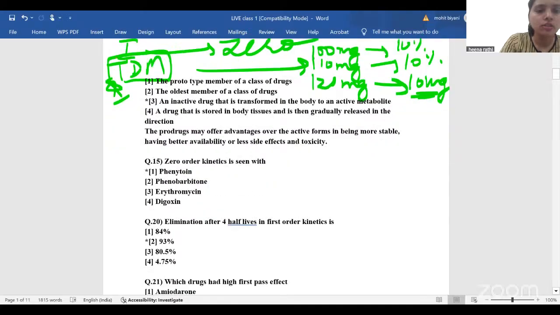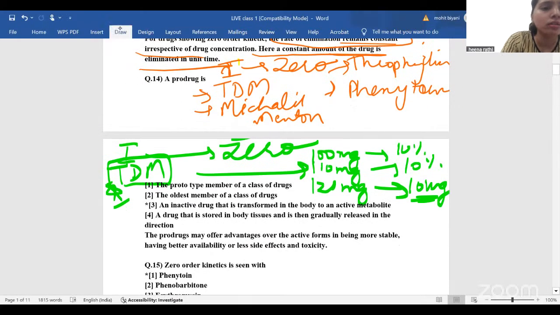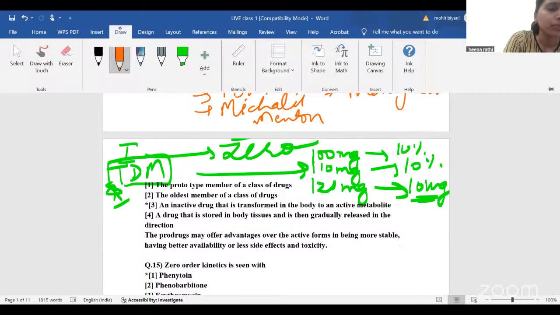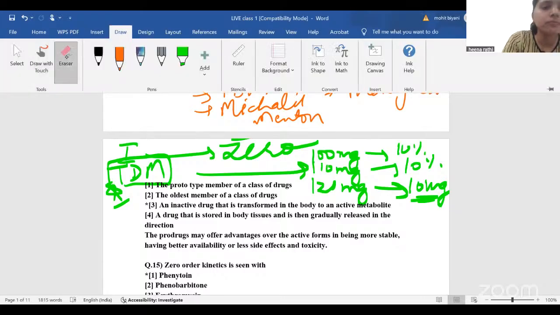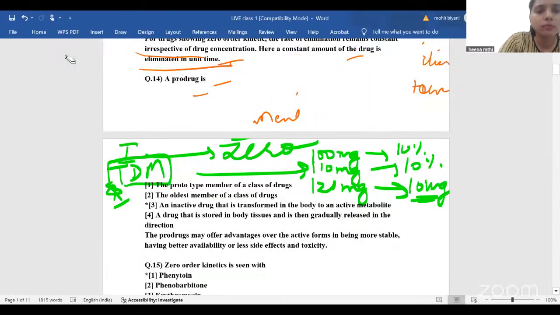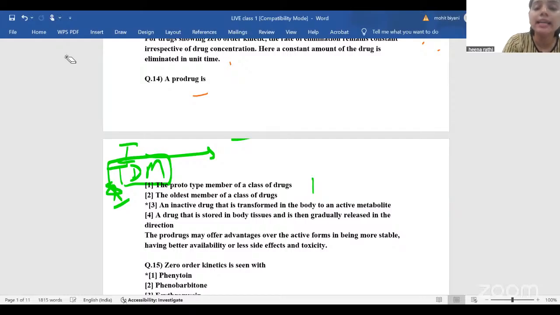Next question. Next question is a prodrug. What is a prodrug? Prodrugs are those drugs which are inactive outside the body, but when they enter the body, they get activated.